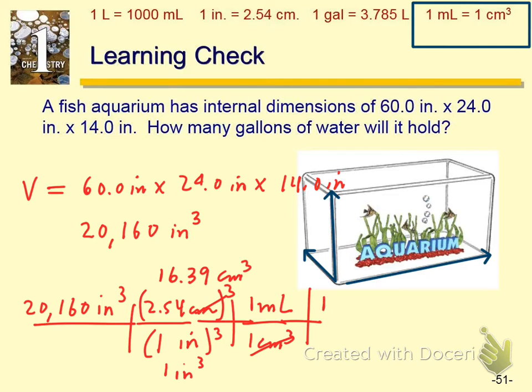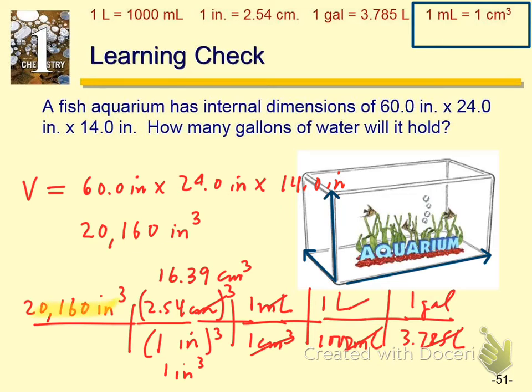Milliliters to liters. There's 1,000 milliliters in every 1 liter. And we got one more step, then we go to gallons. I got 3.785 liters is equal to 1 gallon. Okay, everybody cancels out in my calculator. 20,160 times 16.39 divided by 1,000 divided by 3.785, and the answer is 87.3 gallons.